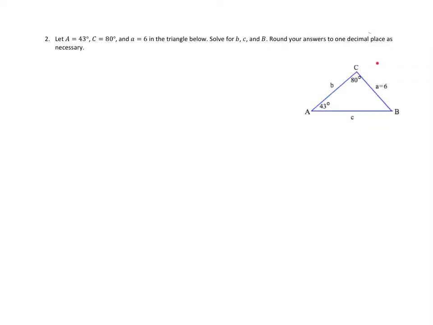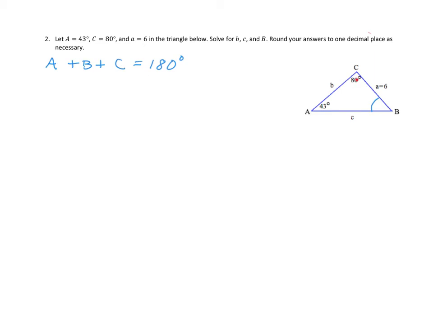In question 2, we want to solve this triangle. That is, given this information, can we find side B, side C, and angle B? Let's start by solving for angle B. So this angle here. I know that the 3 angles in this triangle, A, B, and C, must add up to 180 degrees. This fact is true for any triangle.